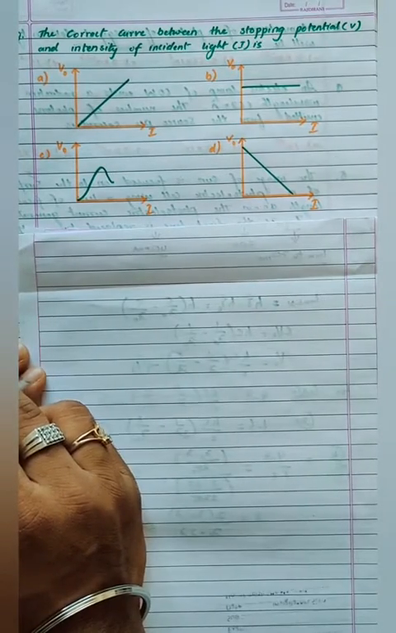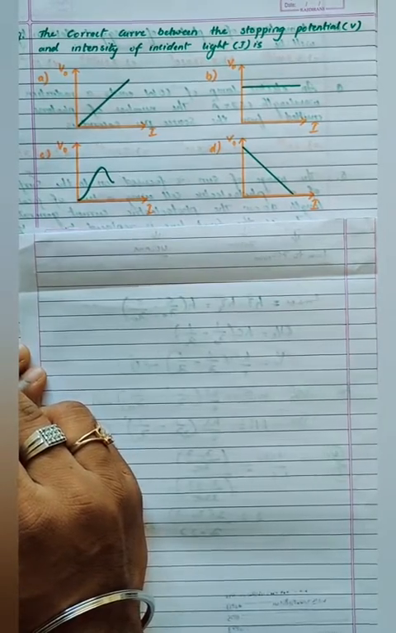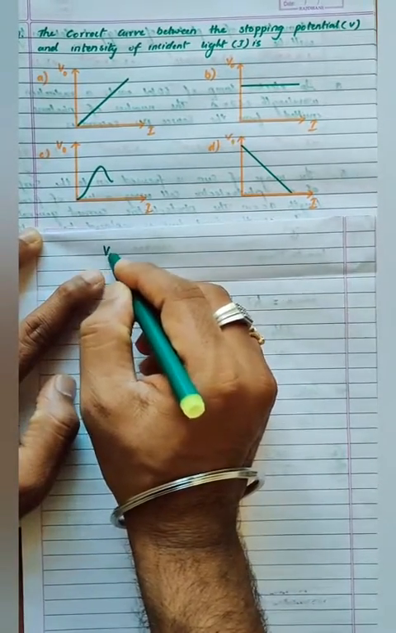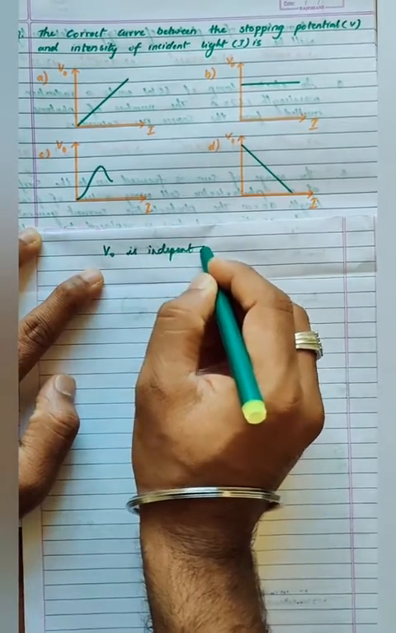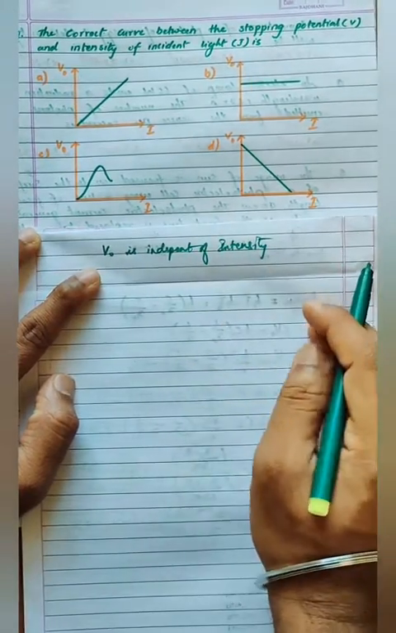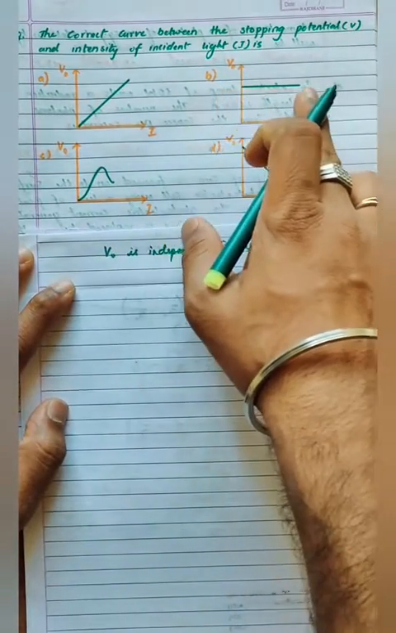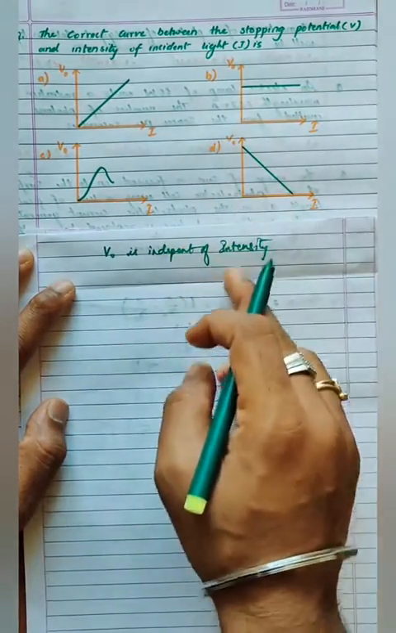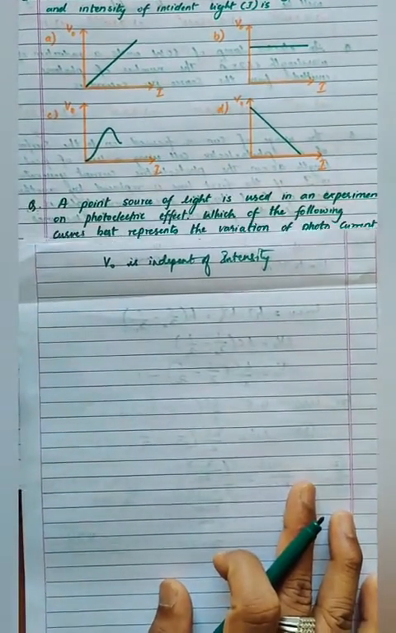So first of all, we should know whether the stopping potential and intensity of the light is dependent or not. Okay, so basically we know the stopping potential V0 is independent of intensity. So the correct option is option B. Whatever the intensity, the stopping potential will remain the same. Okay, but in some graphs it is dependent on the intensity, but here in this graph it is independent, so option B is the right answer. Okay, so we'll go to the next question.